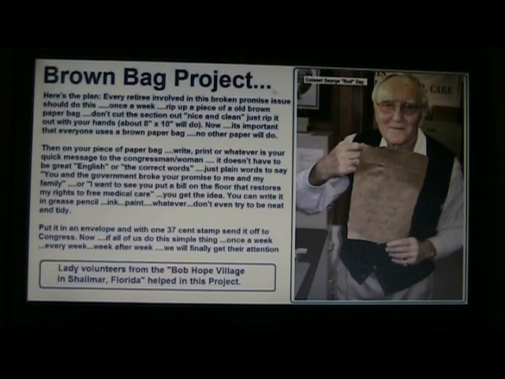We also had a thing we called the Brown Bag Project, and I've got a great description here of it, but basically what we did was we tore out a piece of paper out of a brown paper sack and unceremoniously wrote something on it with crayon or whatever else we could find, and we sent it to the Congress. And the lady volunteers from the Bob Hope Village in Shalimar, Florida, helped in this project.